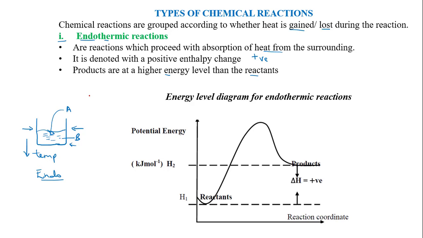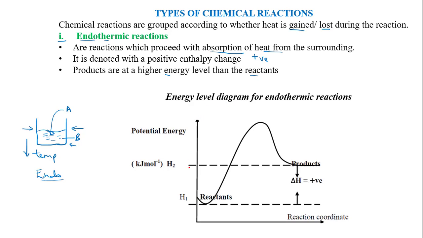But during endothermic reactions, heat energy is absorbed from the surroundings, and then the mixture tends to become a bit cooler. So how do we present endothermic reactions on an energy level diagram?